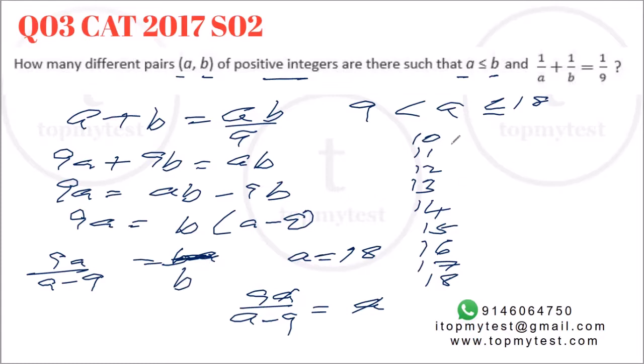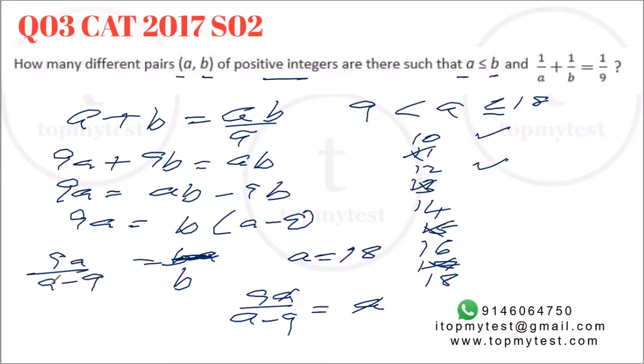We can just substitute these values and figure out whether b will be a natural number or not. If I put a equal to 10, a minus 9 will be 1, so b will definitely be a natural number, satisfies. If I put a equal to 11, the denominator will be an even number, the numerator will be an odd number, so 11 goes out. Similarly, 13 will go out, 15 will go out, 17 will go out. If I put 12, a minus 9 will be 3, definitely divisible, so done. 14, this will be equal to 5.